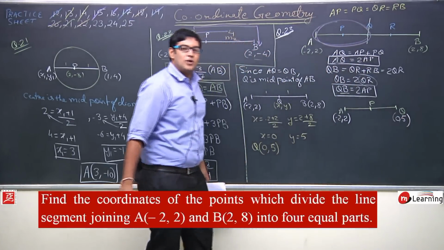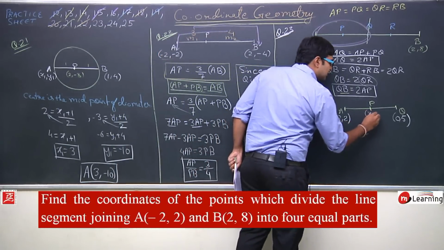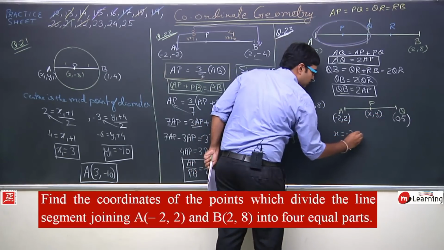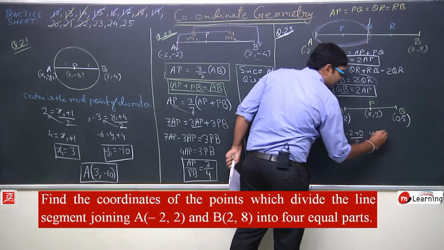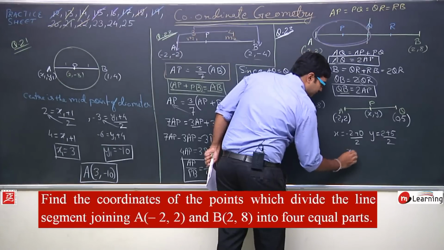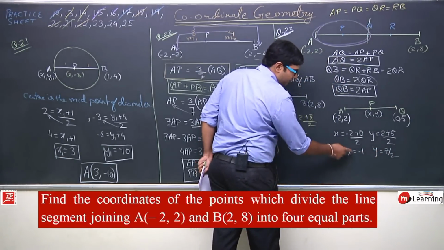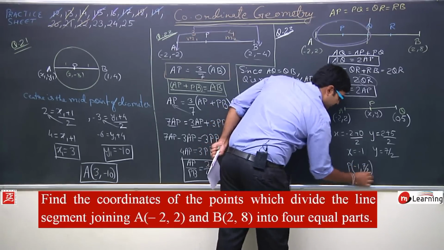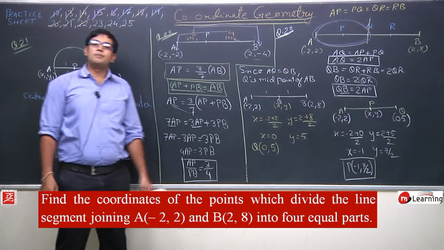So by applying the midpoint formula, we can calculate the coordinates of P also. Let us say the coordinates are x, y. So x will be equal to (-2 plus 0) upon 2, and y will be equal to (2 plus 5) upon 2. Okay. So this will be -1 and this will be 7 upon 2. So the coordinates of point P are (-1, 7/2).